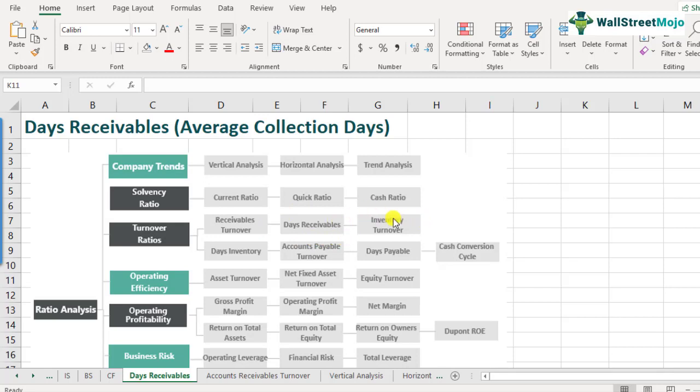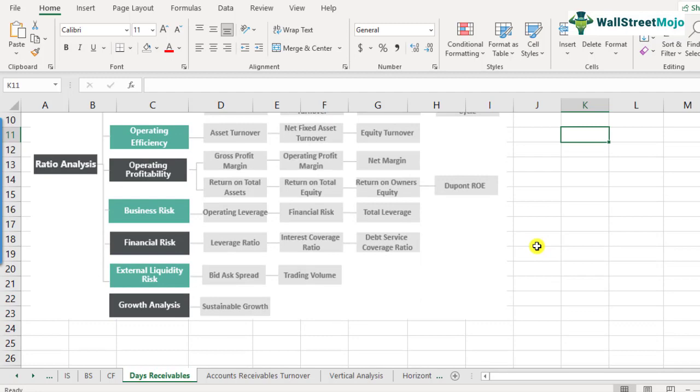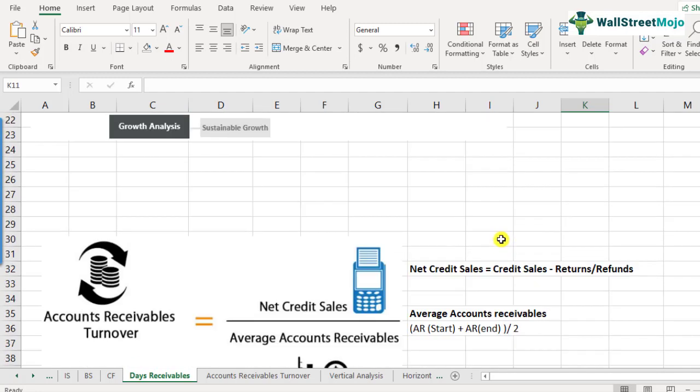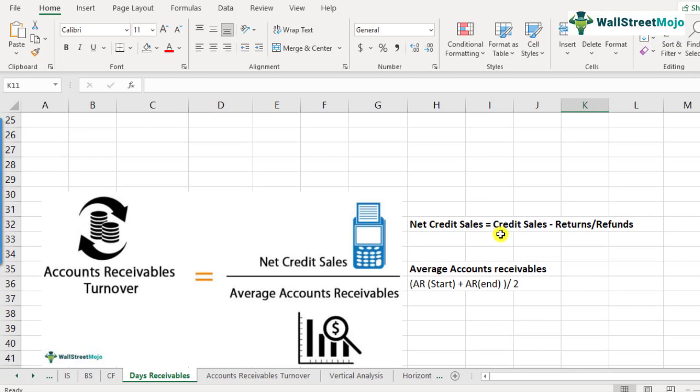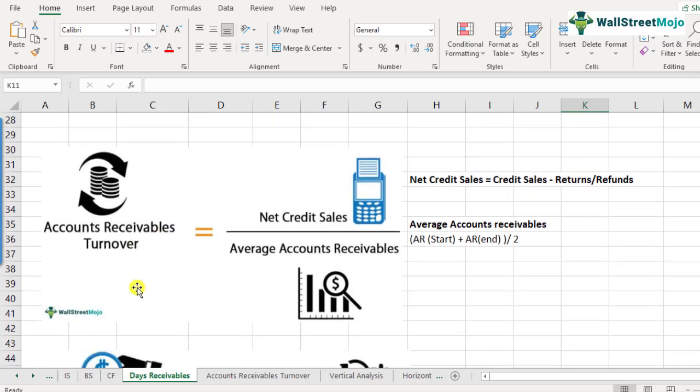Let's look at the formula for this, and you will get a pretty good understanding of how to interpret and calculate it. This days receivables formula is basically divided into two parts. The first part is, as I said, closely related to the accounts receivables turnover ratio. You need to calculate that first. And if you remember from our previous video, this is the formula that we used. Accounts receivables turnover is equal to net credit sales divided by your average accounts receivables.